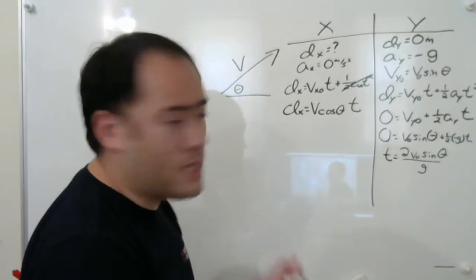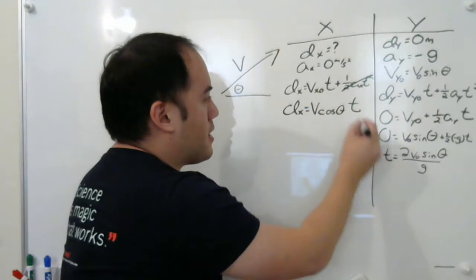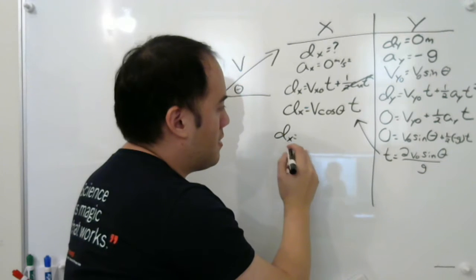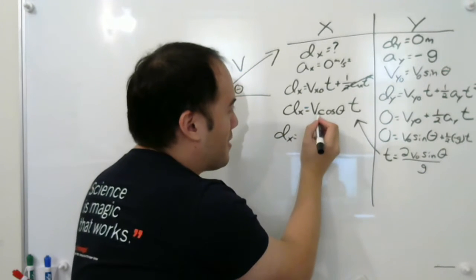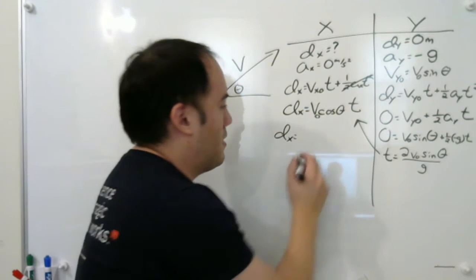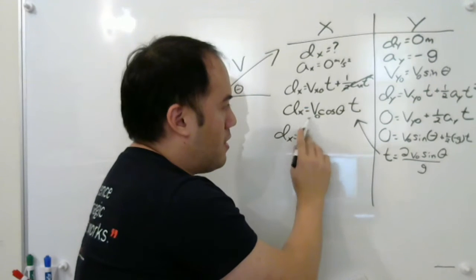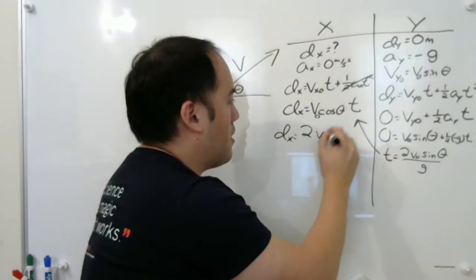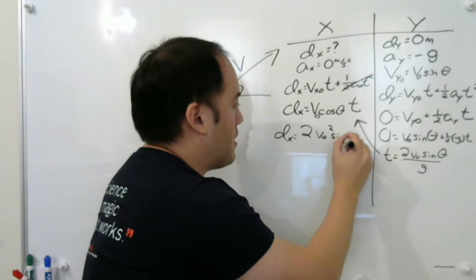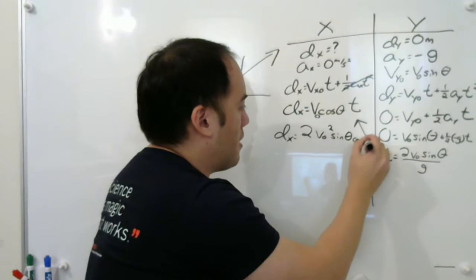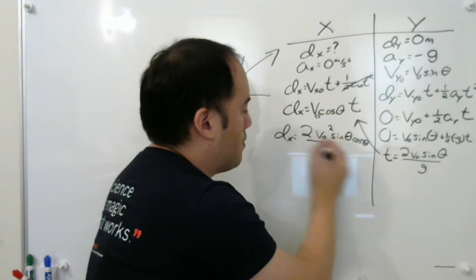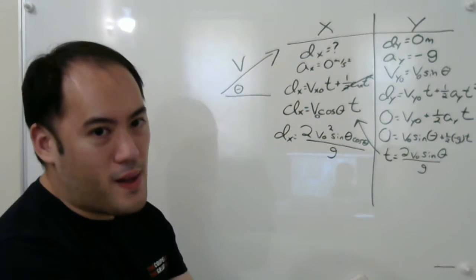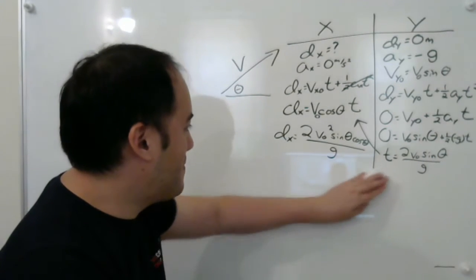We are scholars, we did it. Plug this t right in there. dx equals, this is a v naught also, sorry everyone. v naught cosine theta times 2 v naught sine theta. So 2 v naught squared sine theta cosine theta over g. All right, now is big brain time.